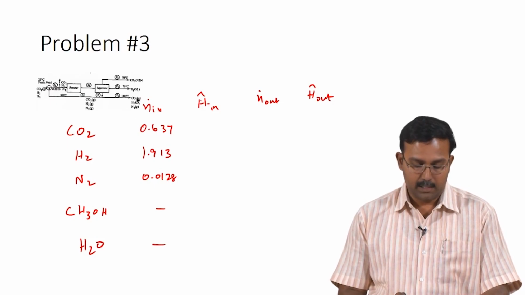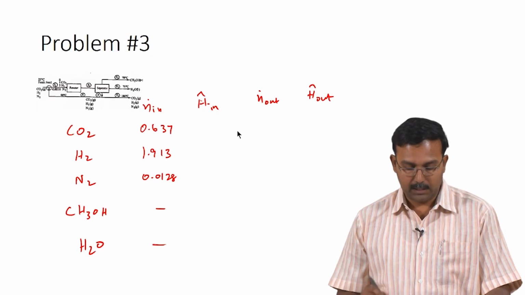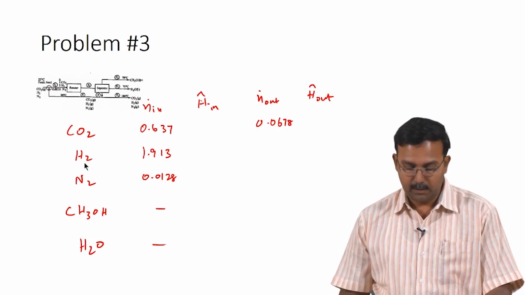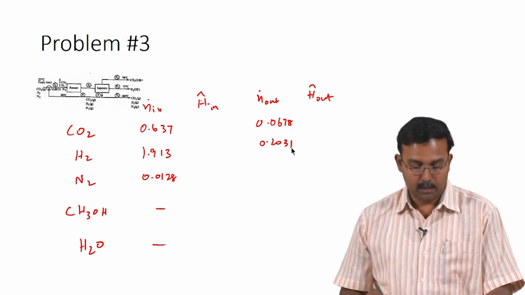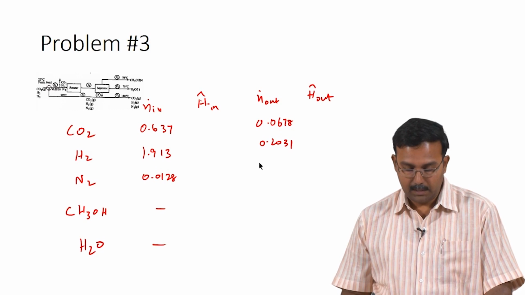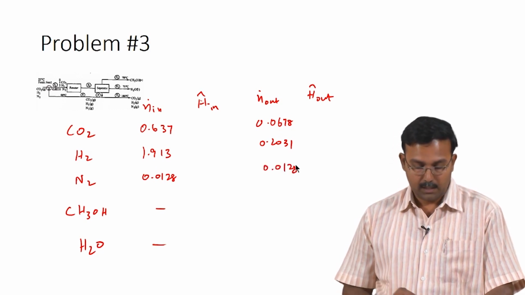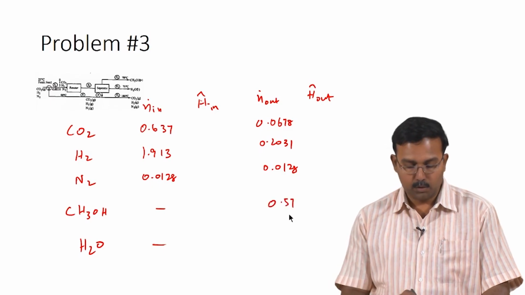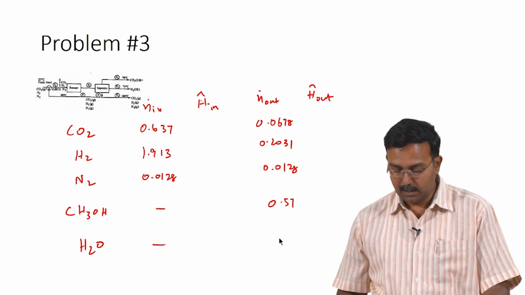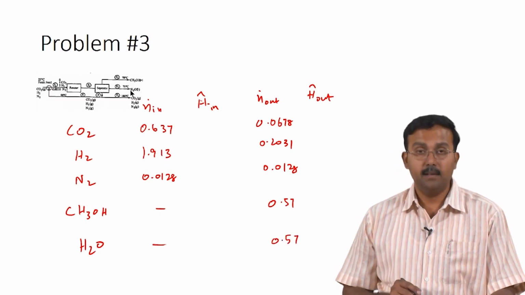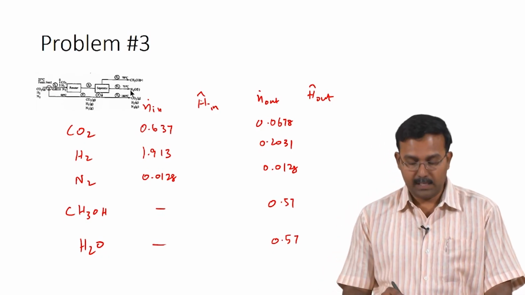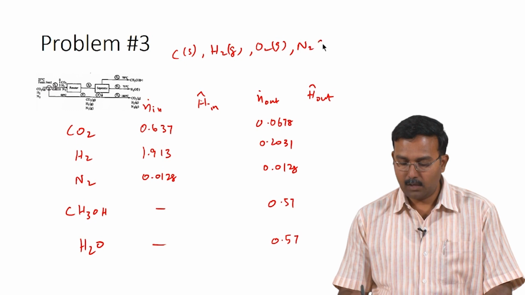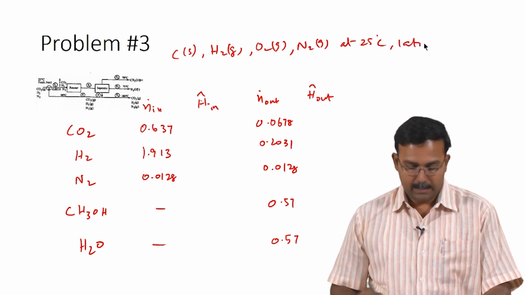We now have carbon dioxide leaving through the purge stream. We have calculated the number of moles of carbon dioxide leaving through the purge stream as 0.0678 kilomoles, and the amount of hydrogen leaving through the purge stream is 0.2031 kilomoles. The amount of nitrogen leaving through the purge stream is 0.0128 kilomoles, and methanol is leaving the system as 0.57 kilomoles through the product stream P2, and 0.57 kilomoles of water is leaving through P3. And now we have all this information. We had used the reference states as carbon solid, hydrogen gas, oxygen gas, nitrogen gas, all at 25 degrees Celsius and 1 atmosphere, for the heat of formation method.